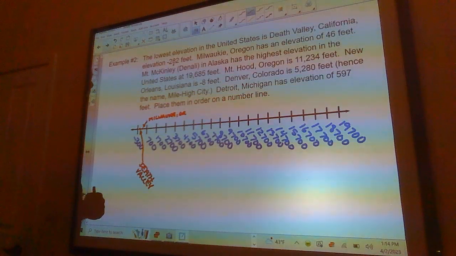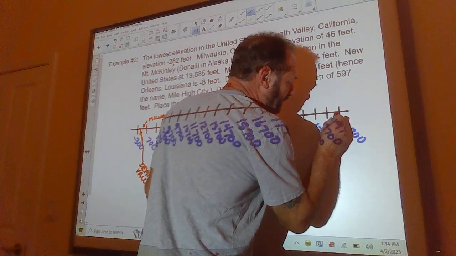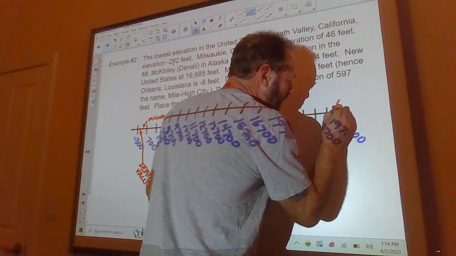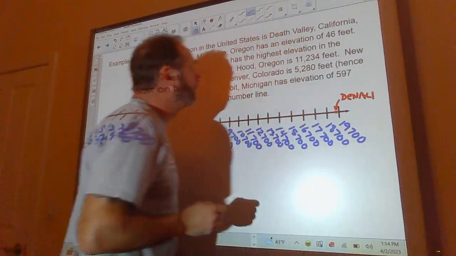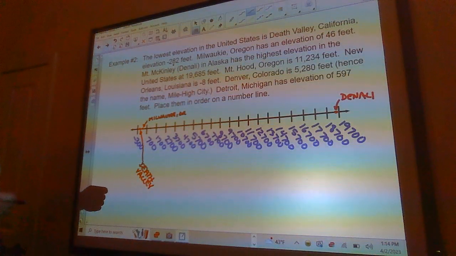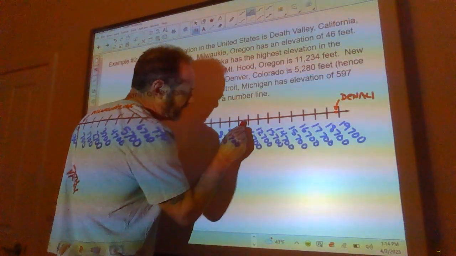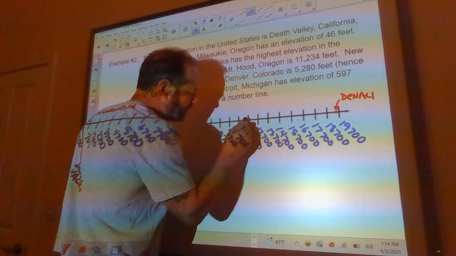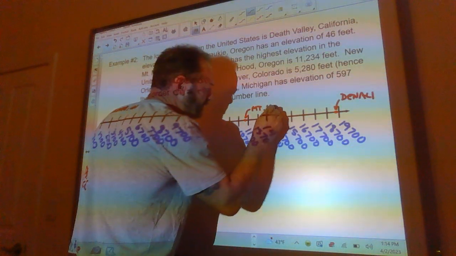Let's see. Mount McKinley, 19,685. That's going to be almost right there. We'll just label this Denali. Okay, Mount Hood, 11,234 feet. That's going to be not quite here. It's going to be right about there. Mount Hood.